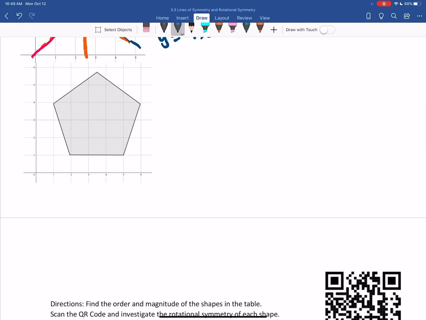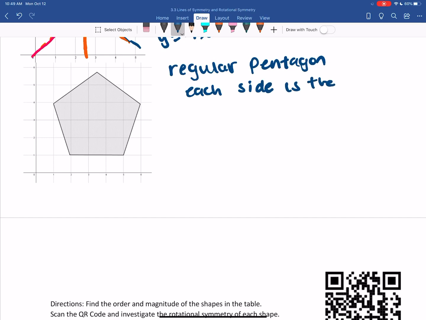For a pentagon, this is a regular pentagon. What it means to be a regular shape, like a regular pentagon, is that each side is the same length. Okay, it's a little tricky to write these lines of symmetry for this one. You're not going to actually have to do that on a test or a quiz. But let's try to draw them.